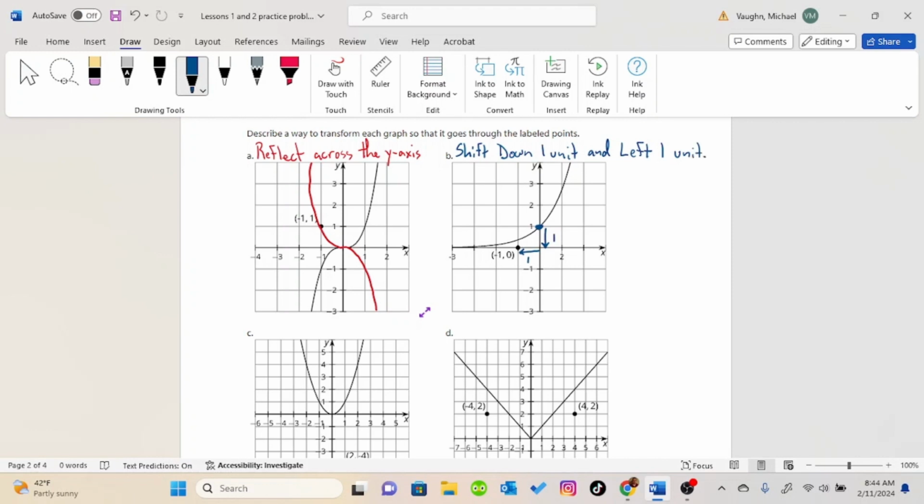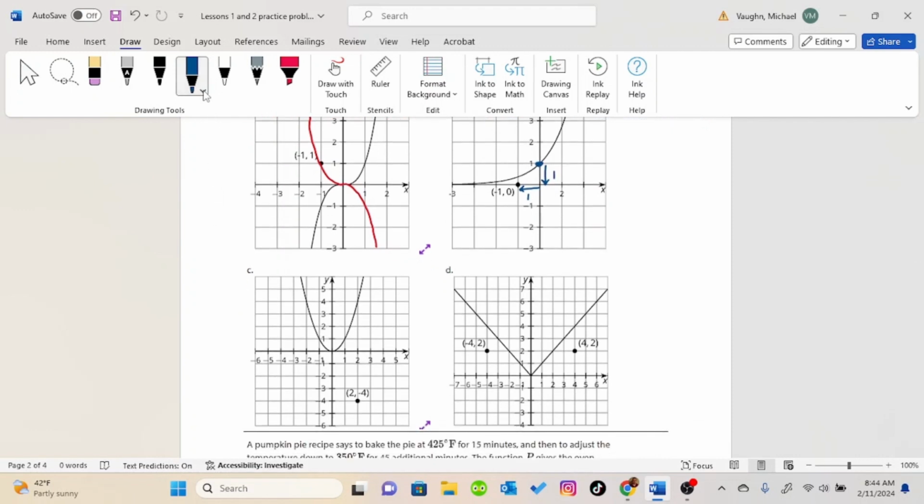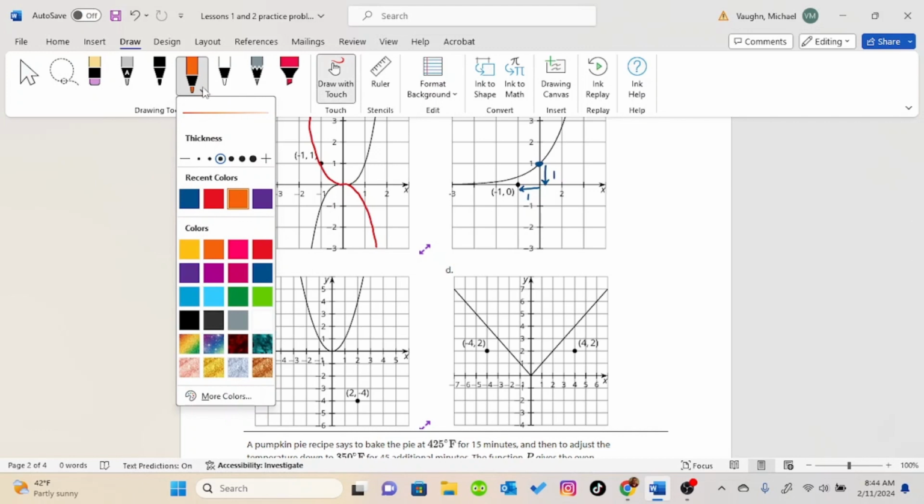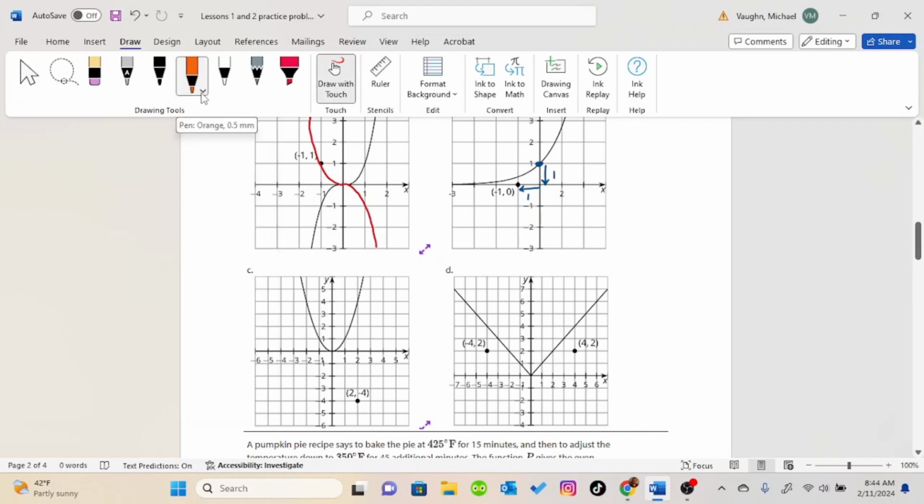There are lots of different ways that you could describe these transformations as long as you end up with the graph going through the new point that they want. C. Again, lots of different ways you could do this. We could shift this down 8, and we would end up going through the point. We could shift this down 4, right 2, and have the vertex at this point.